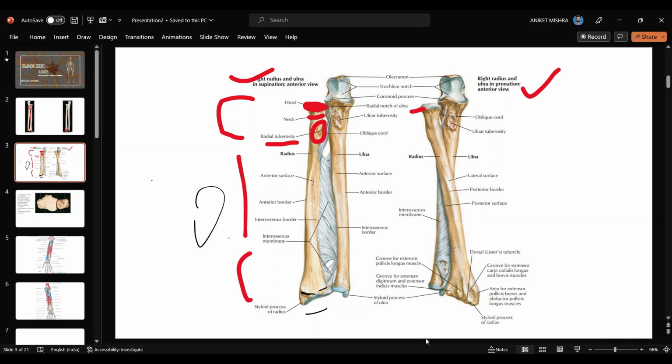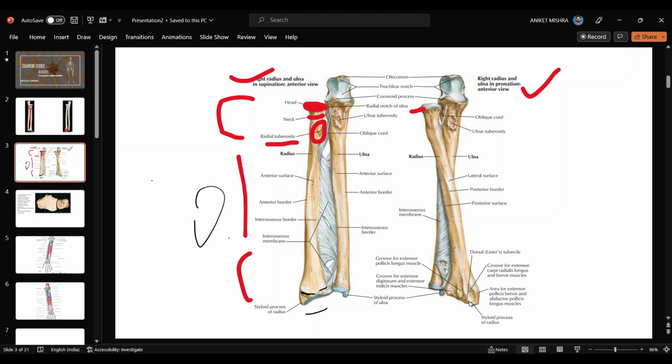When we look at the posterior side, we will see that there are 4 grooves. 1, 2, 3, and there is another one, the 4th. No, wait. This is the first one, second, third, and the 4th one. There are 4 grooves present for the extensor tendons, and at the dorsal side there is an oblique groove that is known as Lister's groove.